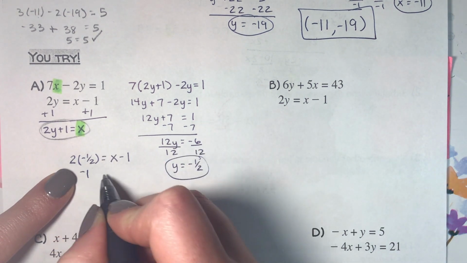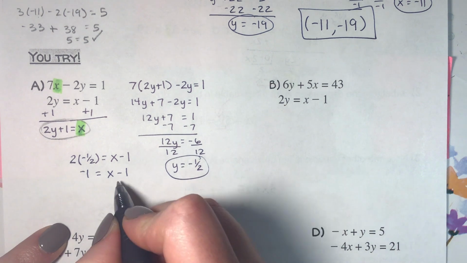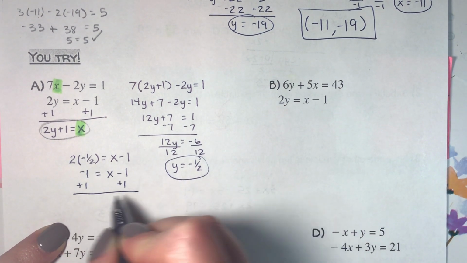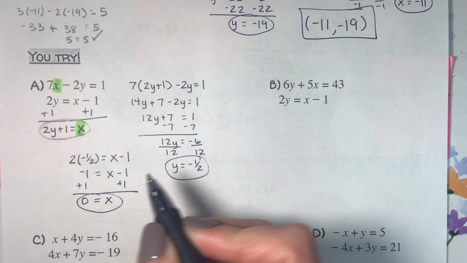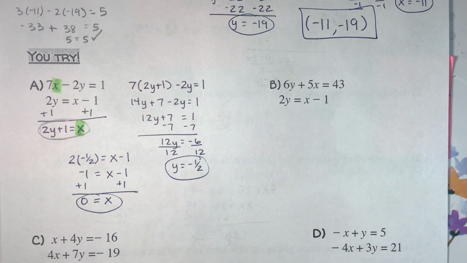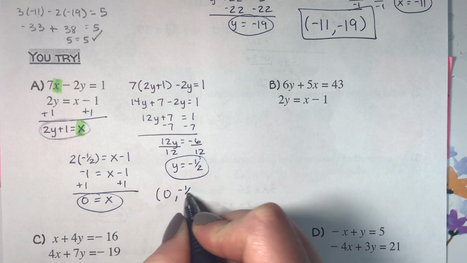So now I'm at negative 1 is equal to x minus 1. Isolate the x, so I add 1 to both sides. 0 is equal to x. Cool. I have my two values now. I have my ordered pair: 0, negative 1/2.